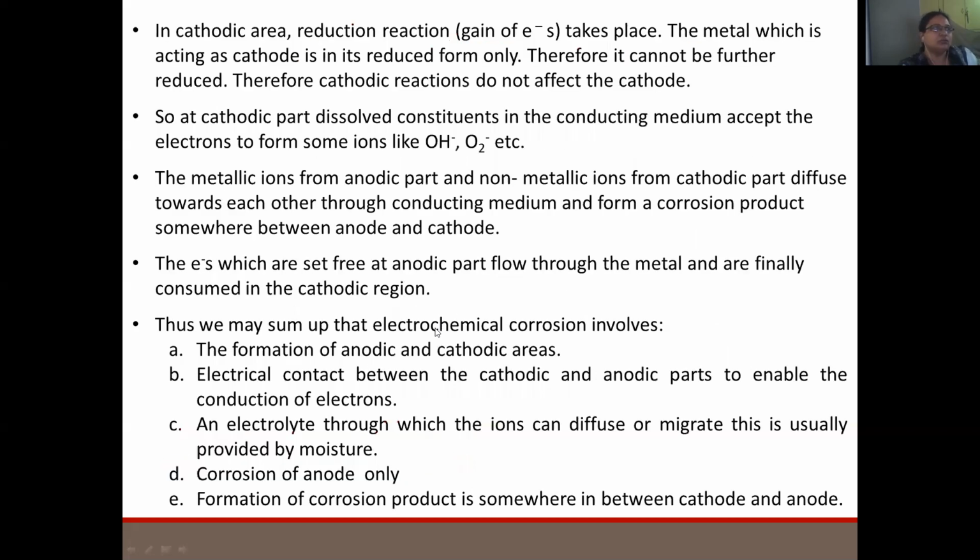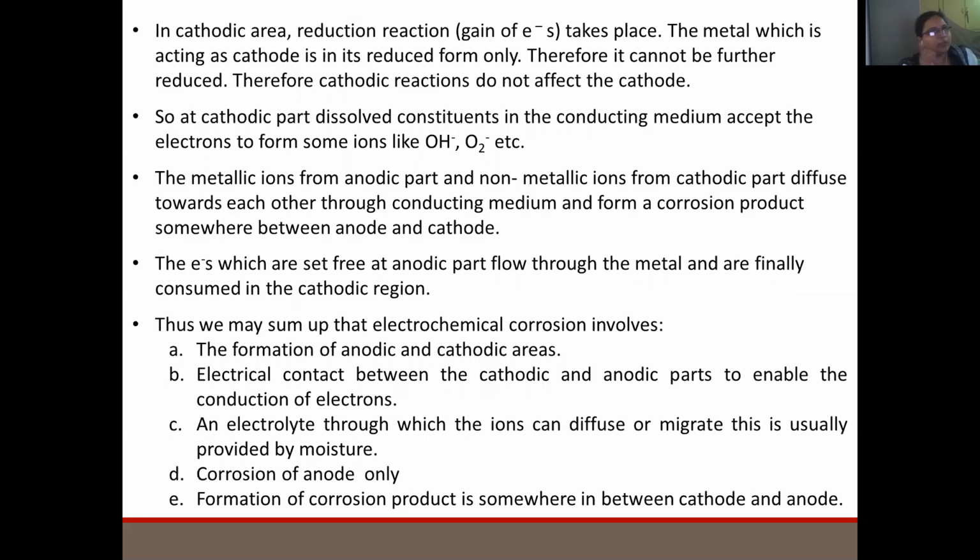Right. So in the cathodic area, the reduction reaction takes place. So the metal which is acting as cathode is in its reduced form. So at a cathodic part, dissolved constituents in the conducting medium accept the electrons to form ions like OH minus, O2 minus, etc. So the metallic ions from anodic part and non-metallic ions from cathodic part diffuse towards each other through conducting medium and form corrosion products somewhere between anode and cathode.